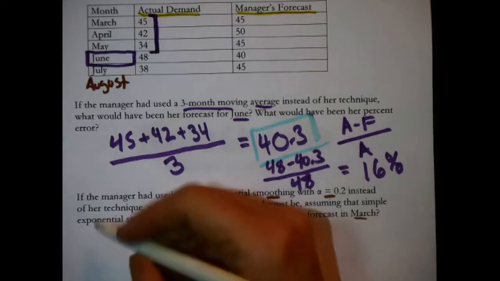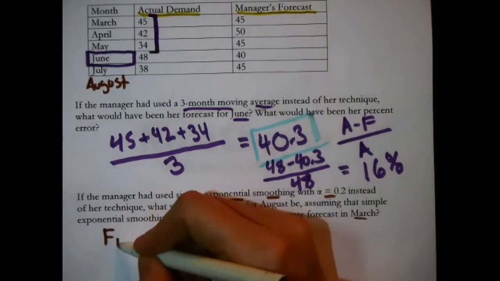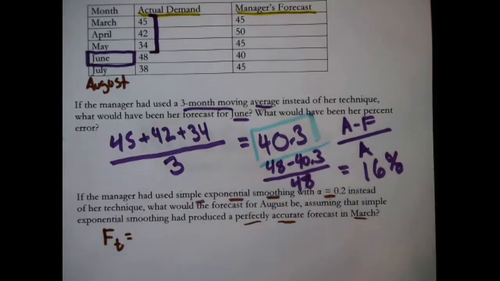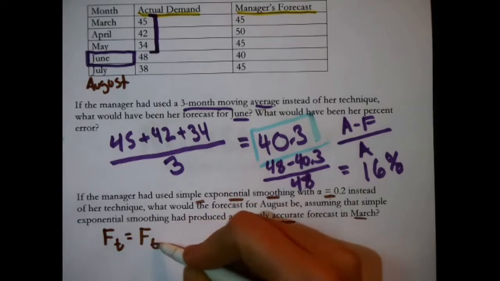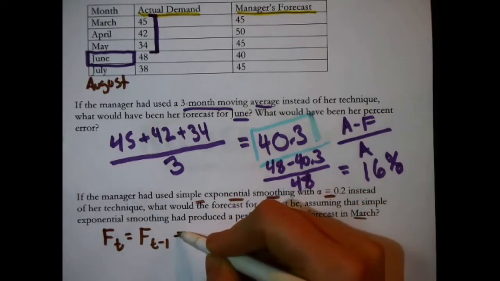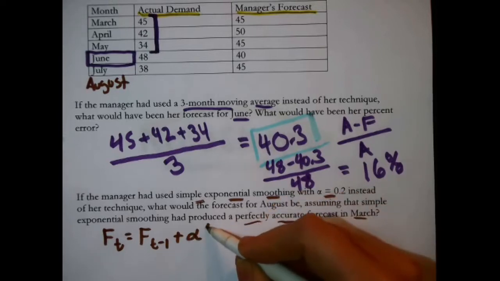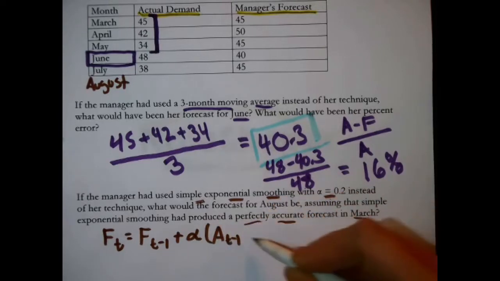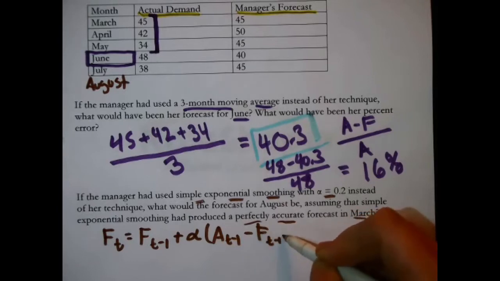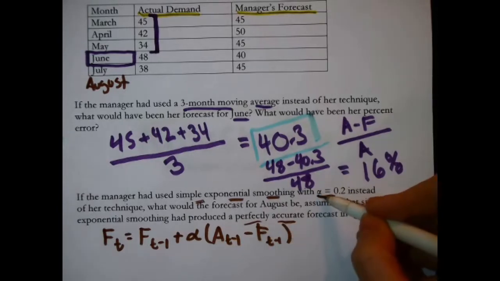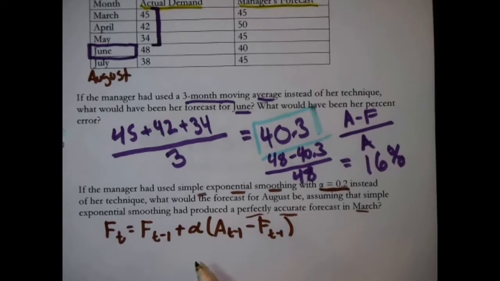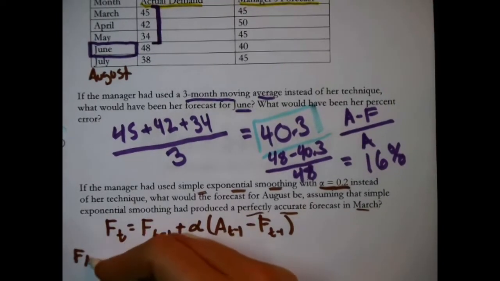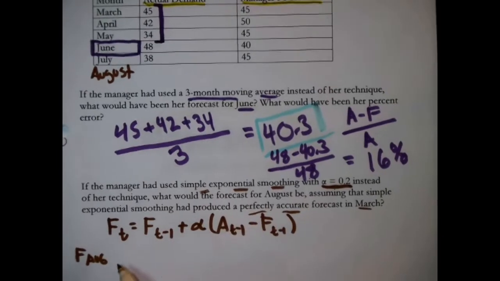Okay. Now wait. Simple exponential smoothing is simple. It's a formula. Your forecast for a certain period, like a month in this case, equals your forecast for the period before plus some portion of the actual from that period minus the forecast for that period. This is just the formula. Oh, right. And it has told us or instructed us that in this case, that value right there is to be 0.2. Now, what it wants is the forecast for, I'm just going to abbreviate August.